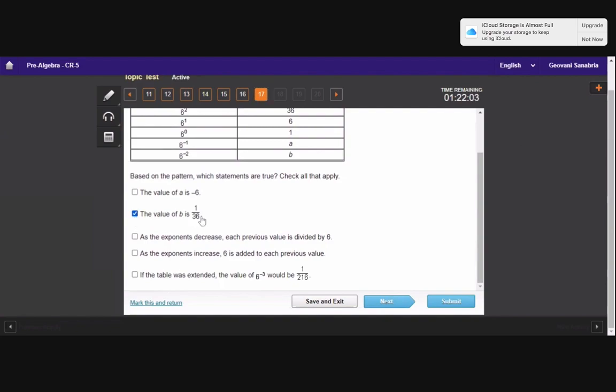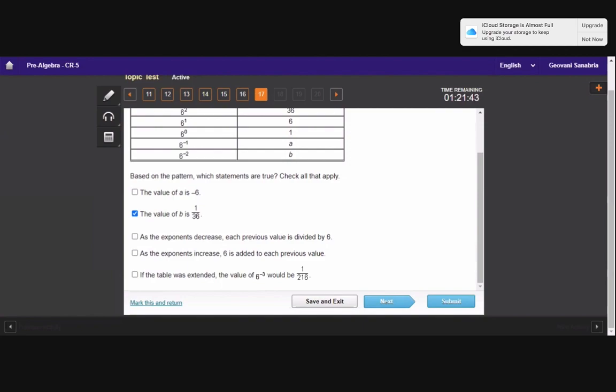And then the B: 6 to the positive 2 gives you 36. If the 2 is negative, then it should give you 1 over 36. So that's right. The value of A is not -6, so the first answer is not right. The second answer, yeah.